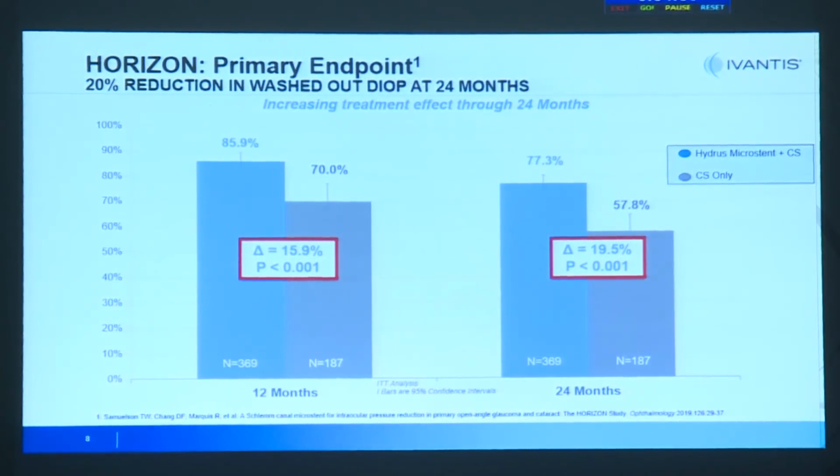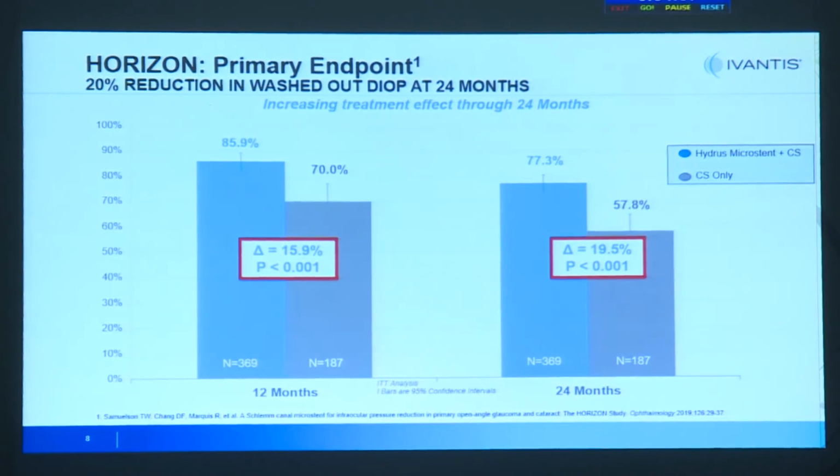And you'll see here that at 1 year there was a 16% difference that actually grew to almost 20% difference at 2 years. So the device seems to be equally effective over time, whereas cataract surgery's IOP lowering effect may be less effective over time, Hydrus maintains a good IOP lowering effect even at the 2-year state.